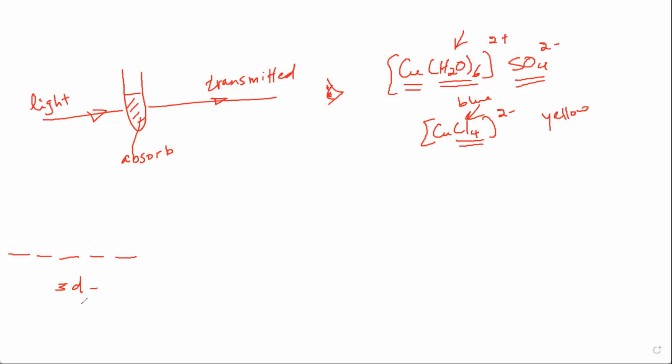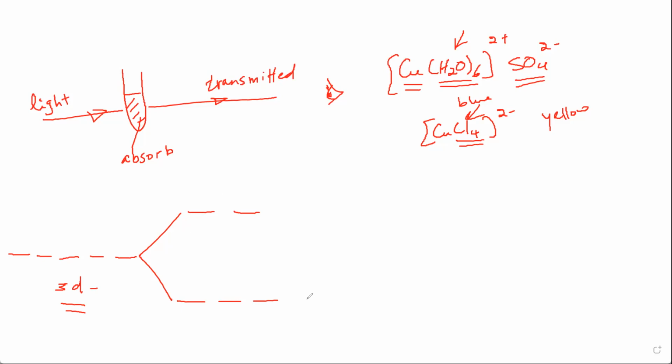What happens to these 3d subshells? They are going to be split into 2 higher energy levels and 3 lower energy levels. So this splitting happens as any ligand approaches the transition metal ion. We will see that the 3d subshell is going to be split into a lower energy set of 3 orbitals, and 2 orbitals with higher energies.